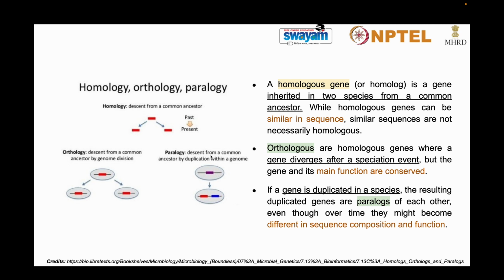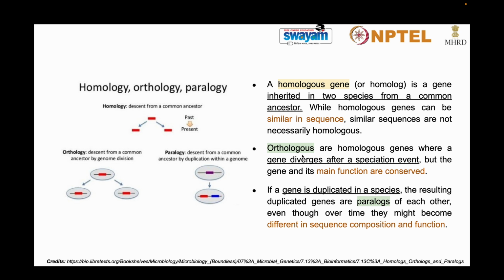Whereas paralogy is the descent from the common ancestor by duplication within a genome. For example, there was some gene present in the ancestor, and the organism that inherited that gene has further shown duplication of that gene, so now there will be two genes. With each round of evolution, these two genes will become a bit different in their sequence, but they still arise due to duplication and they are also inherited from the ancestor. That's why it is regarded as paralogy. That means some duplication has occurred.